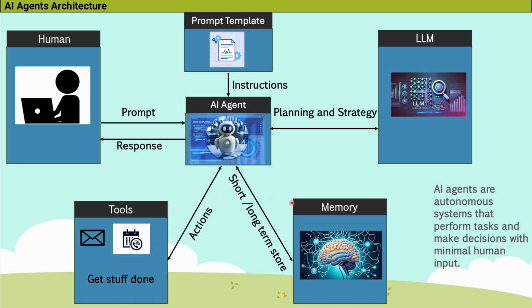Let's talk about the memory component. Just like humans, an agent benefits from remembering things. It can recall the previous interactions or key details from earlier exchanges. So if you asked a question 2 days ago, the agent does not start from scratch. It remembers where you left off.